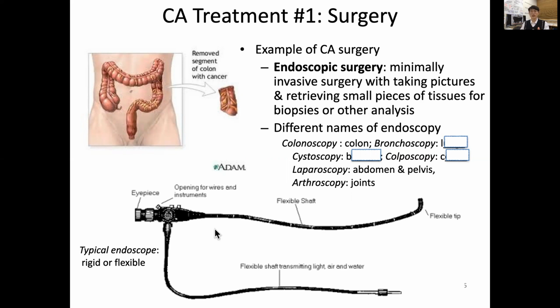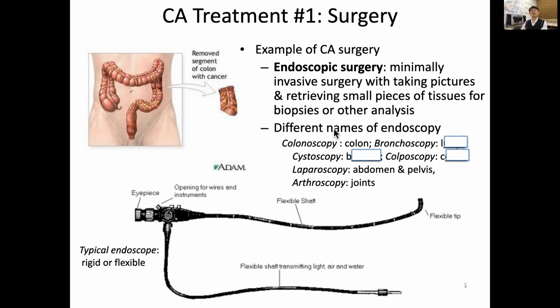Here comes an example of a colon endoscope. In this case, it's a flexible endoscope. You can see the flexible shaft and flexible tip. Because it has to navigate, there are parts to manipulate the direction of the tip. Also, on the other side, there's a shaft which transmits the light source, air, and water for irrigation. And some endoscopes can be rigid.